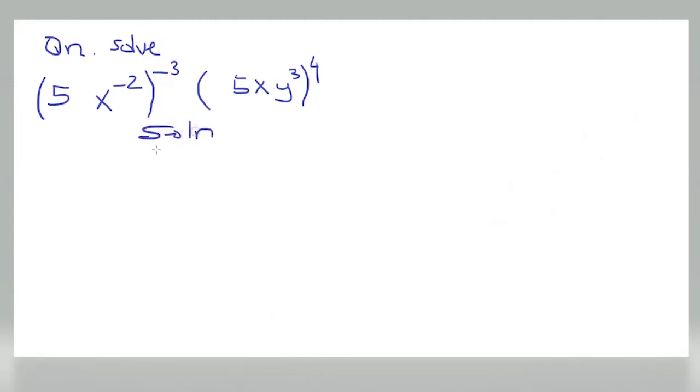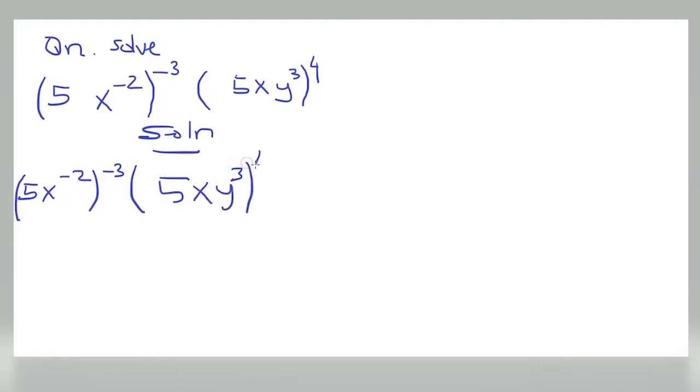Now the solution, dear students. Copy this one: (5x^-2)^-3 (5xy^3)^4. Now this one is equal to, now I would like to multiply the negative 2 times negative 3.